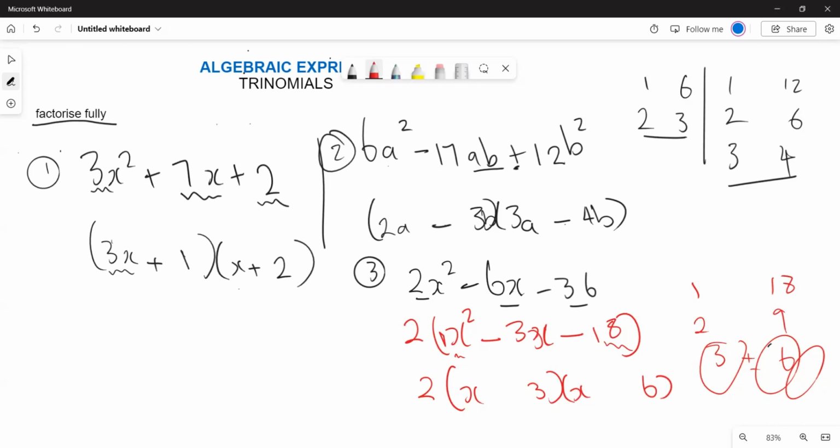Remember now, the bigger factor is going to take the sign of the middle term. Between 3 and 6, which one is the bigger one? It's going to be 6. So this is going to be negative and this is going to be positive, right? And remember, when you're multiplying a positive and a negative, you're still going to get your negative 17 out too. So that is as far as trinomials are concerned, right?